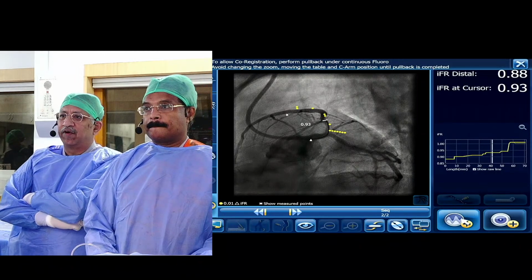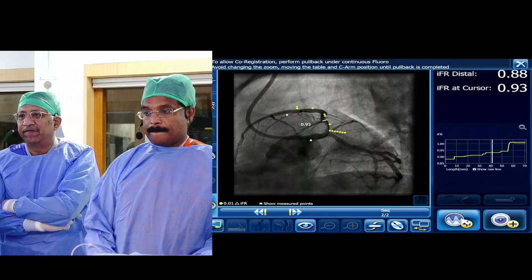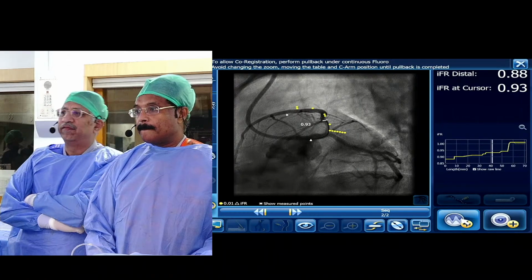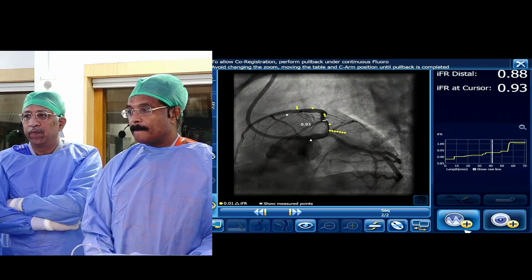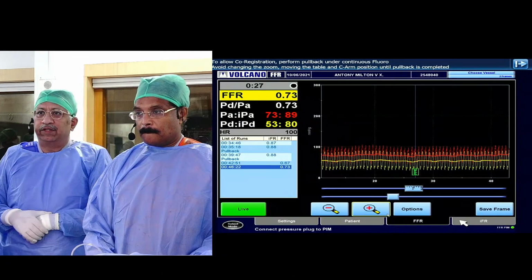Having done this, just for academic sake, we decided that we're going to do an FFR also for you. So we did an FFR also, and the FFR, if you look, is 0.73. So we've got to revascularize this lesion.